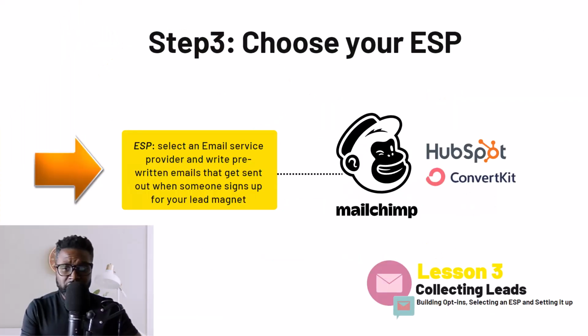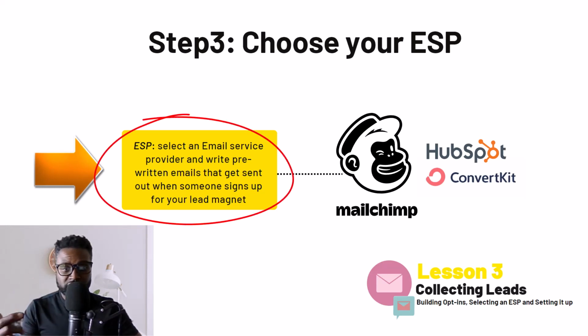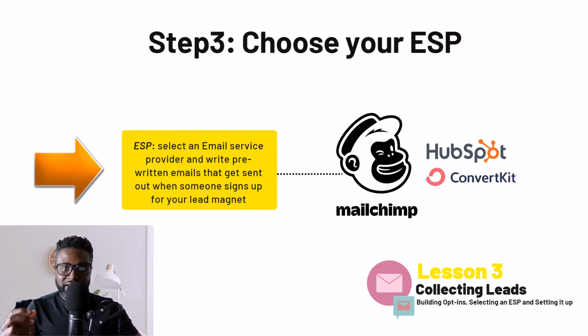Now, here's the meat and potatoes of the entire process. Step three is to choose your email service provider. So you want to select an email service provider, and you're going to write some pre-written emails that get sent out whenever someone signs up for that lead magnet that you created in step one. If you are having a hard time deciding which one of these to choose, I have a video that covers all of the ESPs, and it breaks down which one might be the best for you depending on where you are in your business.